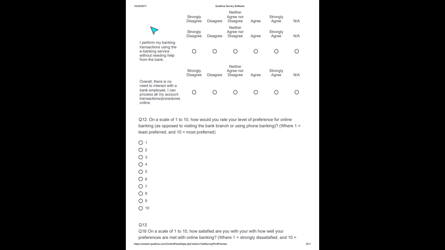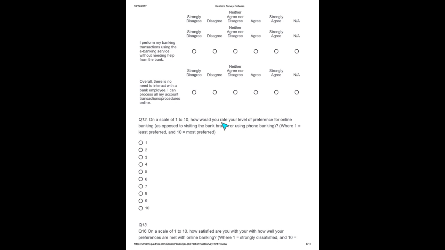Basically, you just agree or disagree with the statement as it is. And the last two questions here are also regarding the human interaction. The last one is the overall experience with the human interaction. Then we added a scale from 1 to 10. How would you rate your level of preference for online banking? And then on a scale from 1 to 10, how satisfied?